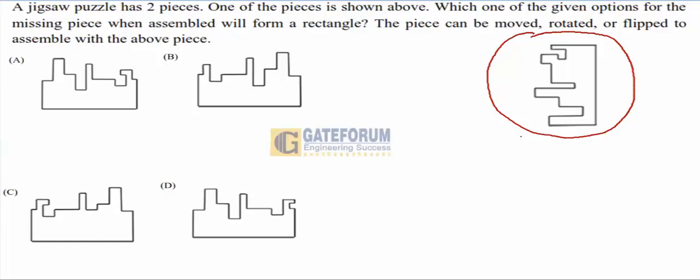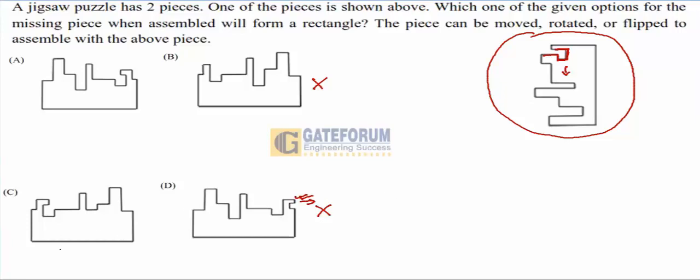See, this will definitely not be it, because this part is missing. This part is missing here. Now you say this one will also definitely not be there, because even though this part is present, it is on the outside, whereas this must be on the inside. So this is also out.